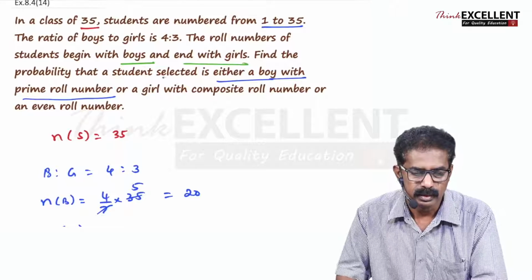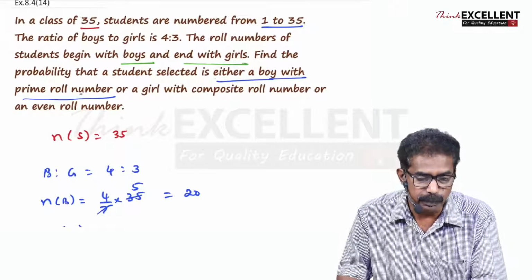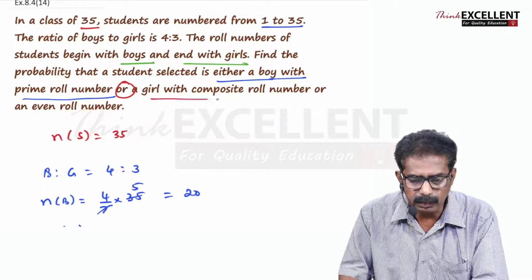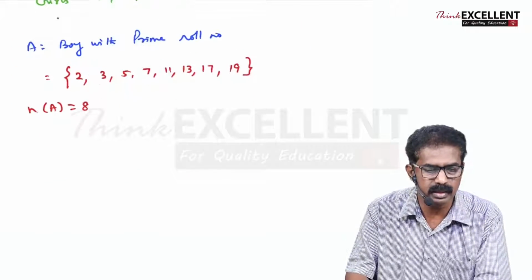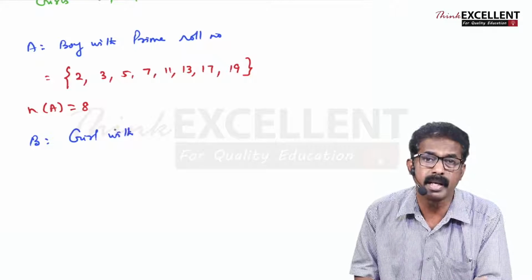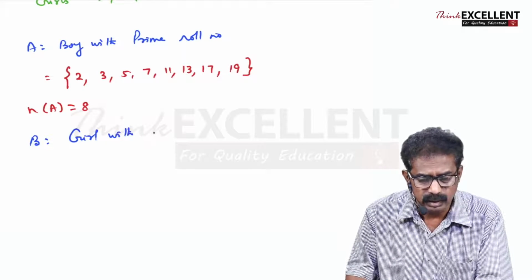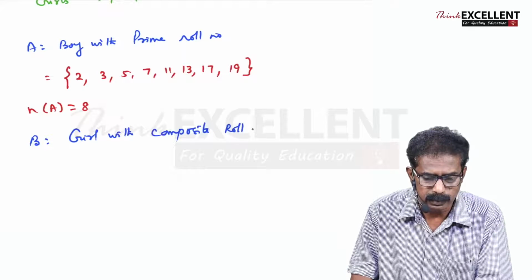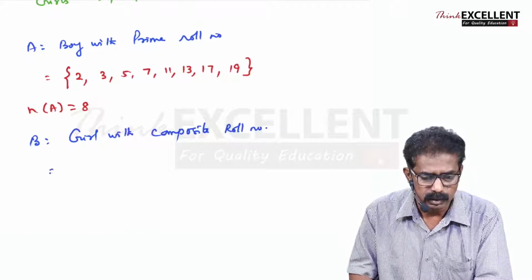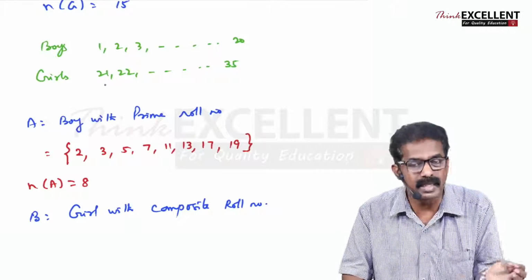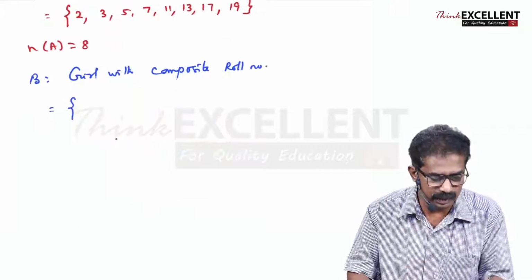Or selected is either a boy with prime roll number, that is A, or means union, a girl with composite roll number. So B stands for girl with composite roll number. So numbers which are not prime are composite numbers. So girls number starts with 21. You write down all the composite numbers. Leave the prime numbers, you write all the remaining, right?